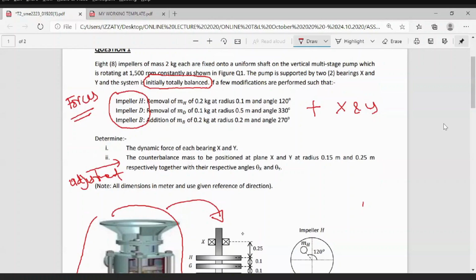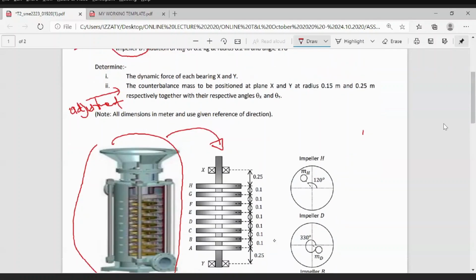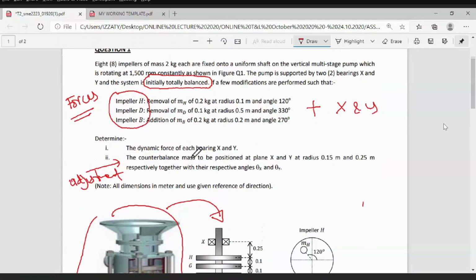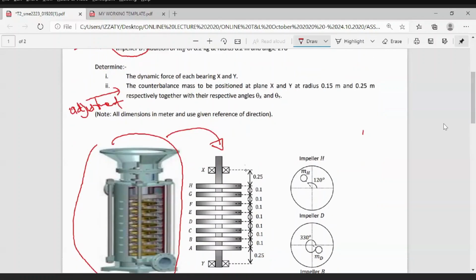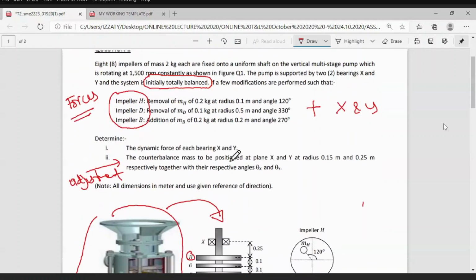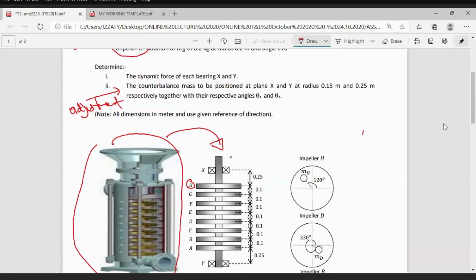Okay, now you do this one in the table plus this one. So the other one will be the counter mass, which is basically the mass you have to put on the system. Now you take the same impellers, the whole set, A, B, C, D, but you remember only H, B, D have been defected. Plus X and Y. So this one you will have MX. This one will have MY.